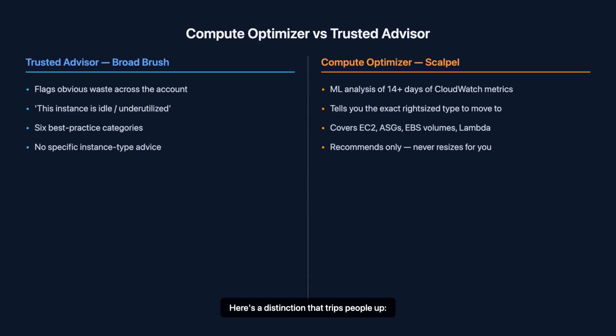Here's a distinction that trips people up: Compute Optimizer versus Trusted Advisor. Think of Trusted Advisor as a broad brush. It paints over the whole account and flags obvious waste. This instance is idle, this one's underutilized, across its 6 best practice categories, but it won't tell you which instance type to switch to. Compute Optimizer is the scalpel.